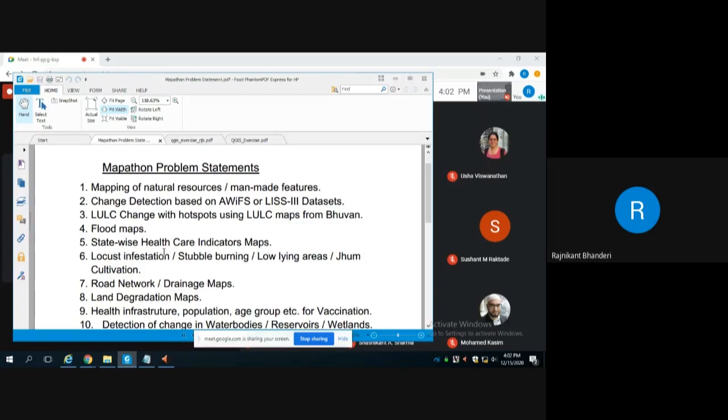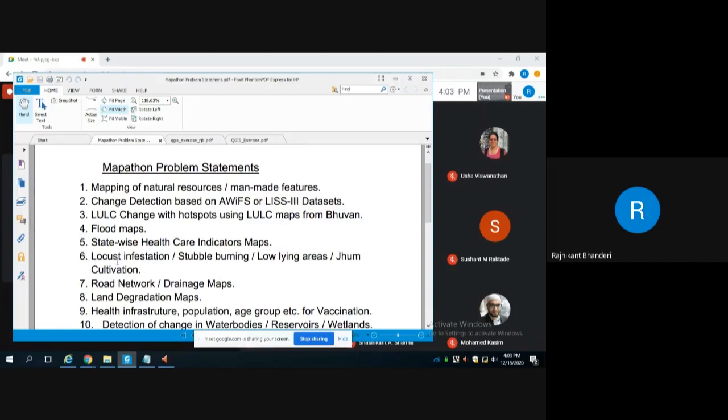Then state-wise healthcare indicator maps. This type of database one has to take from the health department or those sites, and then find out the healthcare indicators and prepare the healthcare maps. So there is not much role for remote sensing datasets.